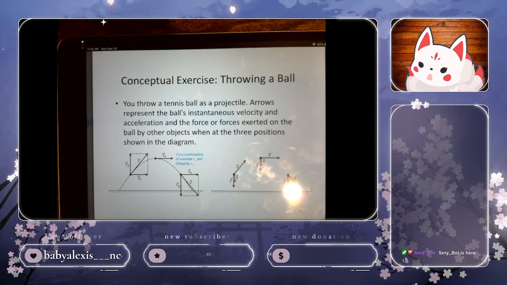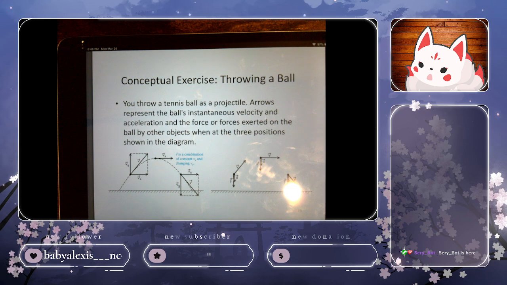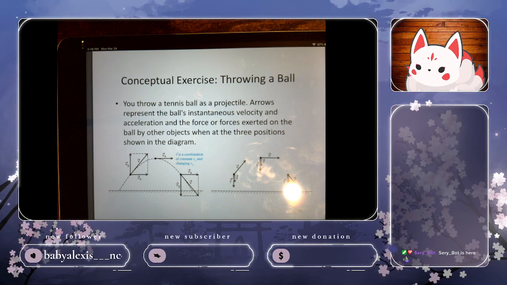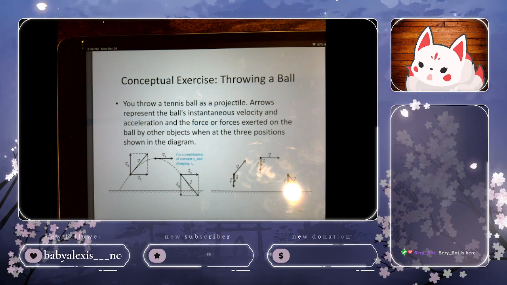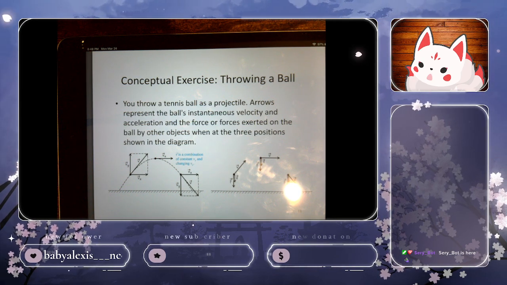Oh boy, let me check something. My computer does not look happy at me. Why are you mad at me? Oh, it's got 43%. I should have it charged, especially since I'm streaming, but I didn't want to get my charger.